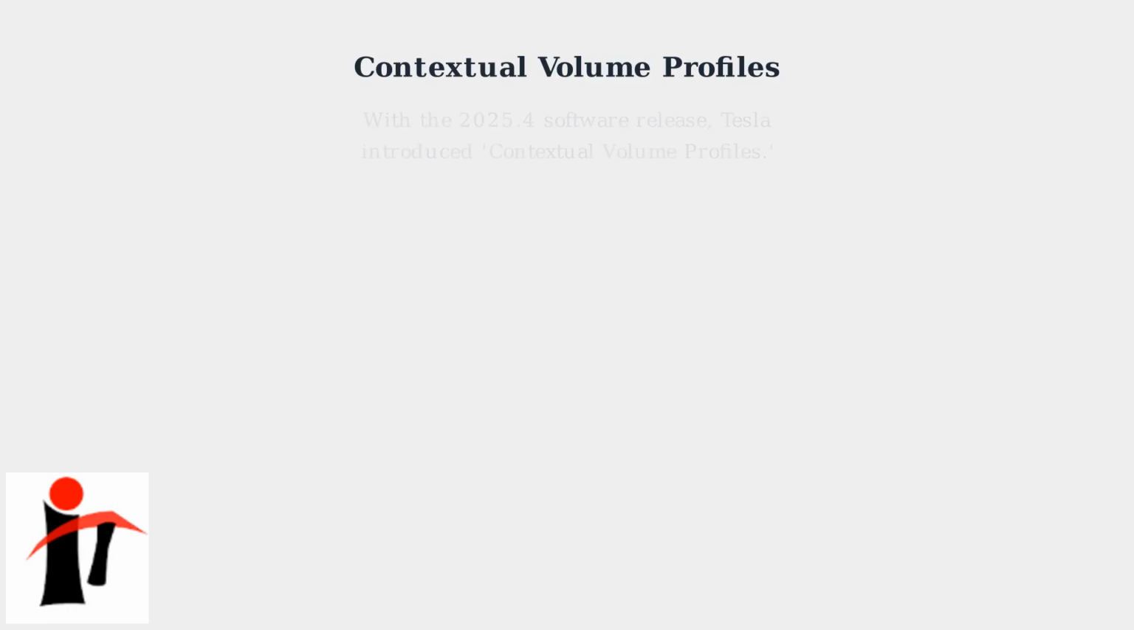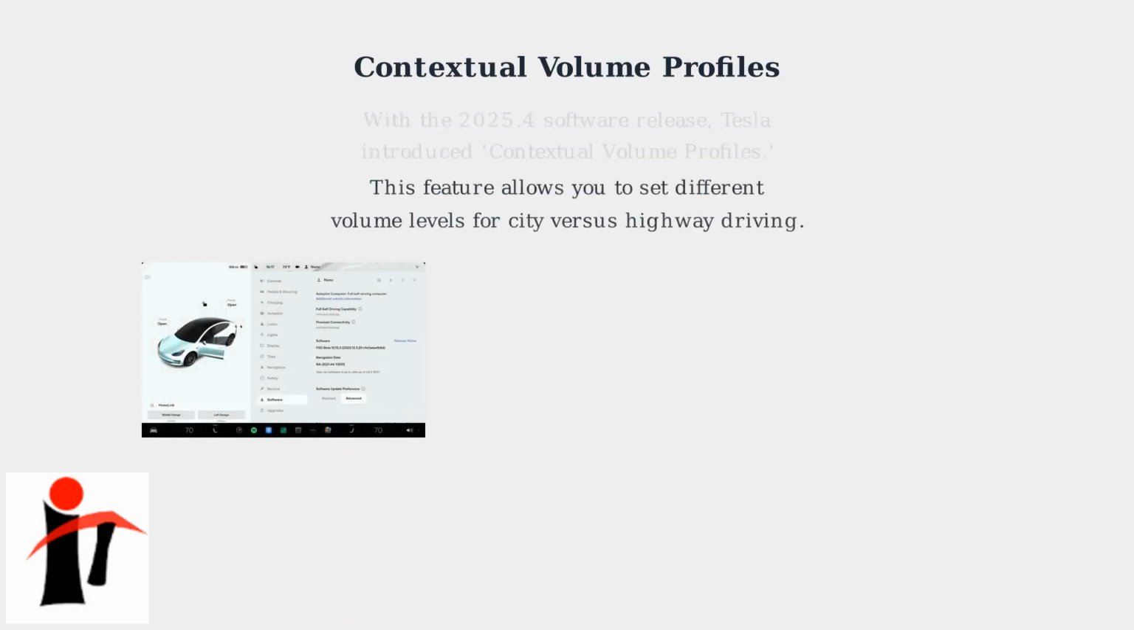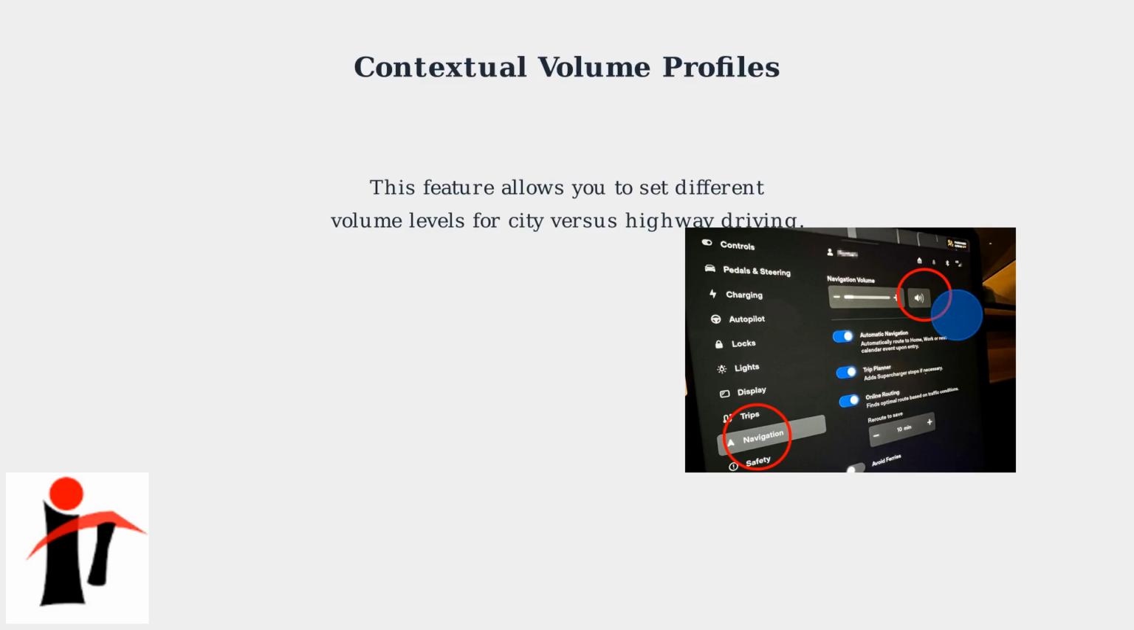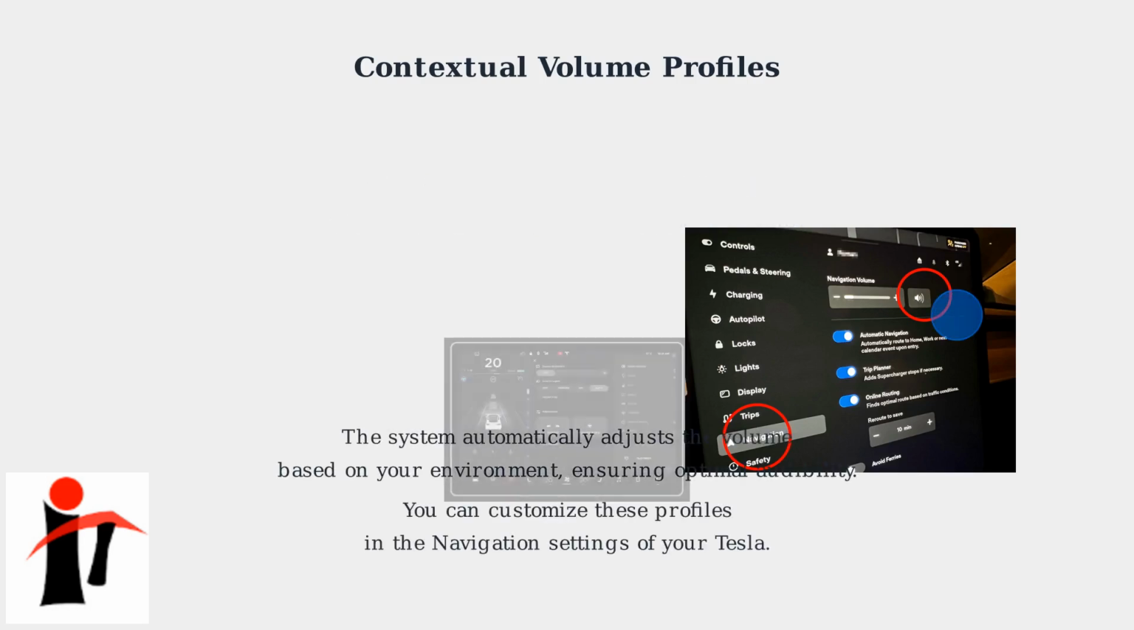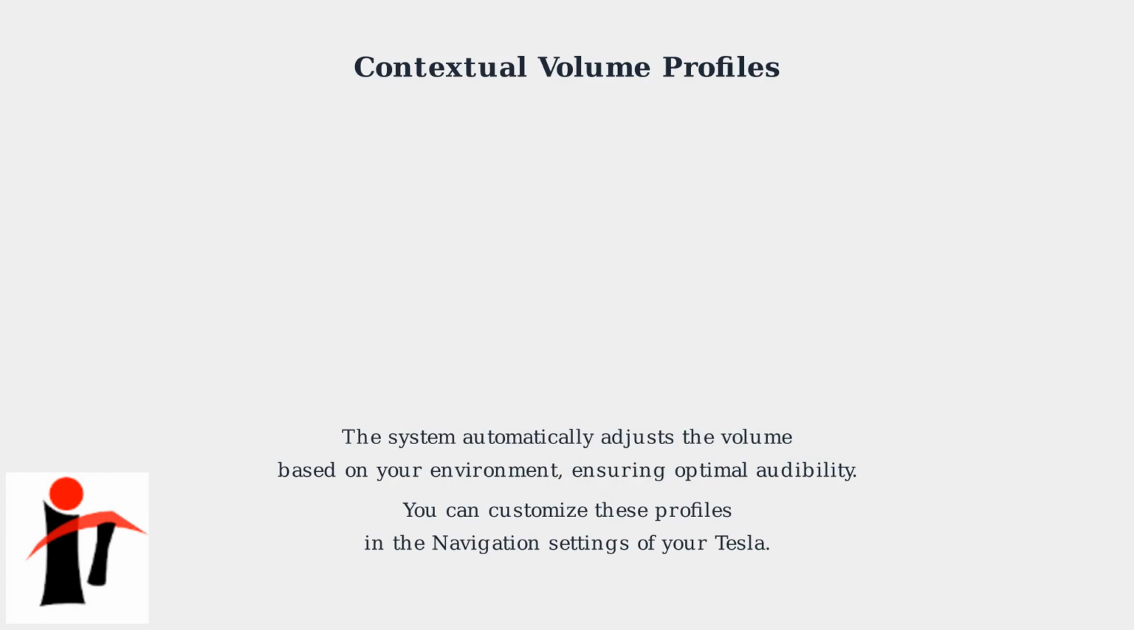With the 2025.4 software release, Tesla introduced contextual volume profiles. This feature allows you to set different volume levels for city versus highway driving. The system automatically adjusts the volume based on your environment, ensuring optimal audibility. You can customize these profiles in the navigation settings of your Tesla.